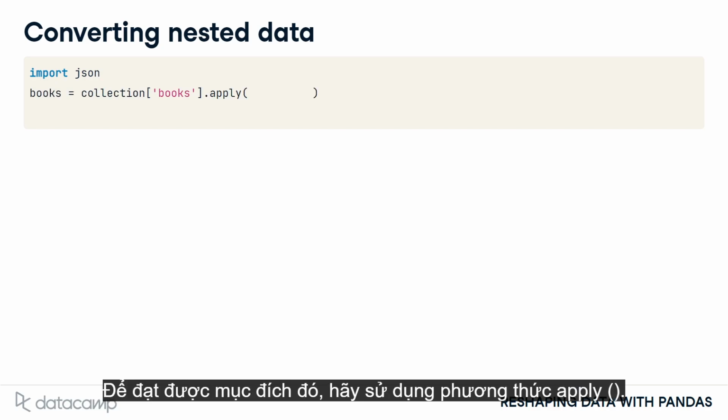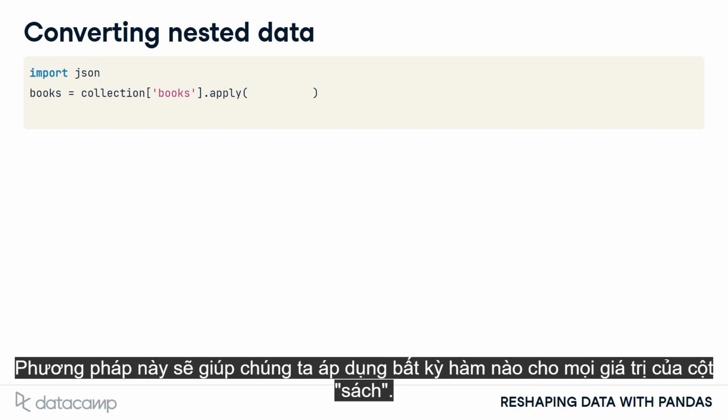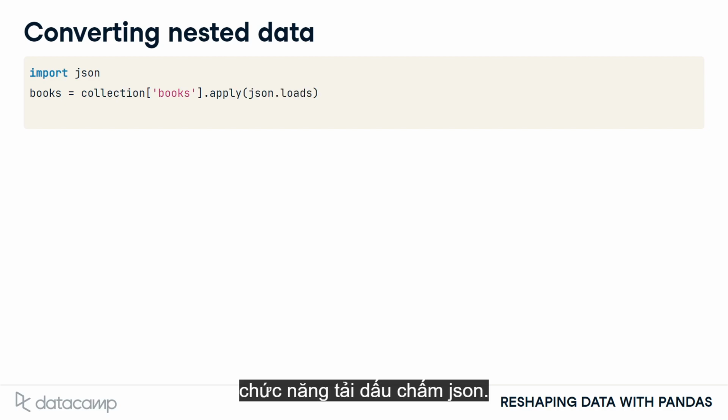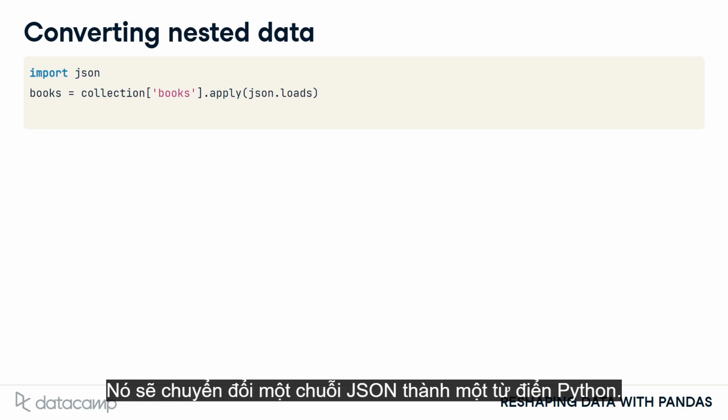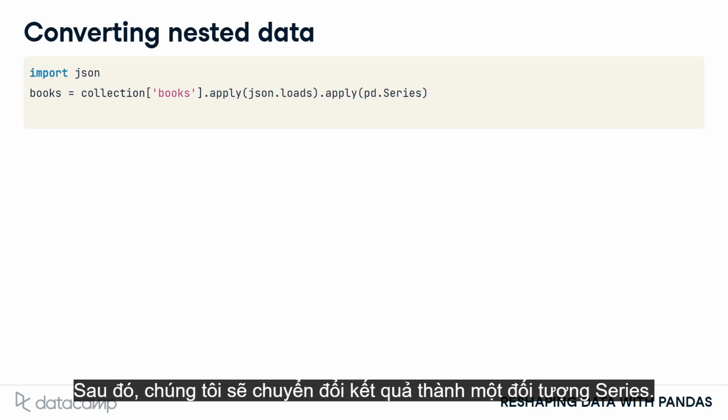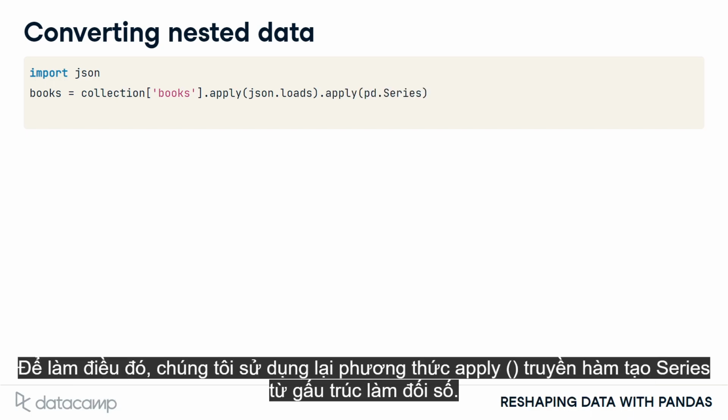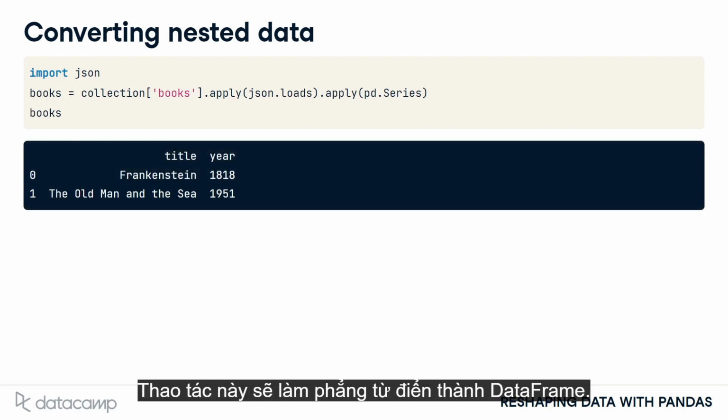To that aim, let's use the apply method. This method will help us apply any function to every single value of the column books. What function? The JSON.loads function. It will convert a JSON string into a Python dictionary. Then we will convert the result into a series object. To do that, we use again the apply method, passing the series constructor from pandas as an argument. This operation will flatten out the dictionary into a data frame. Pay attention to how it creates one column per key.